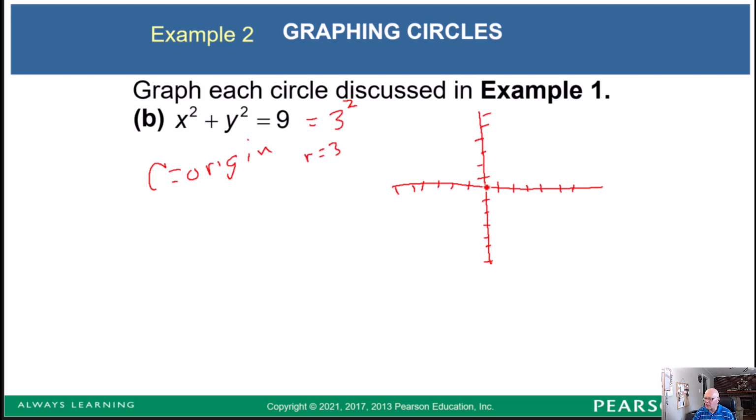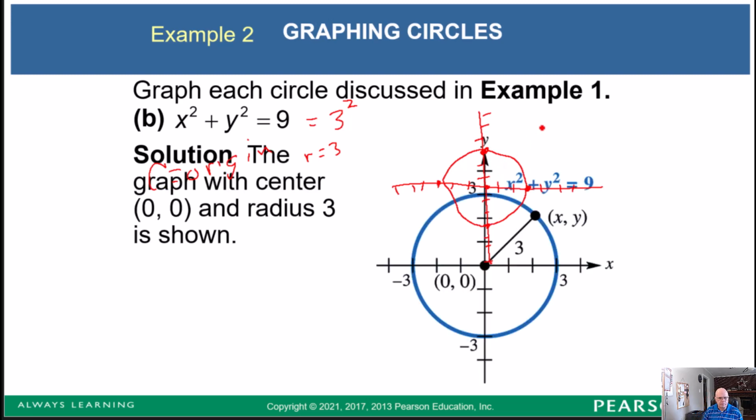So I'm going to start here at the center. There's 3 units to the right, another 3 units up, 3 units back, 3 units down, and then, as well as I can, create a circle that goes through those 4 points. And there you go. Not too bad considering it was longhand.